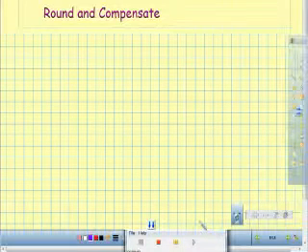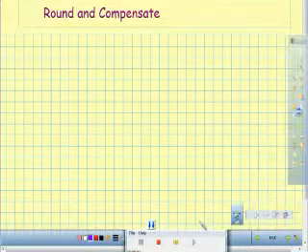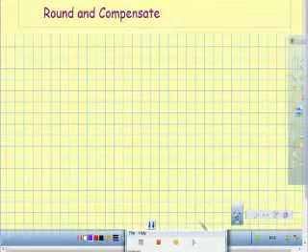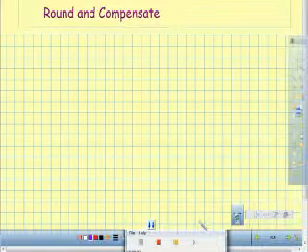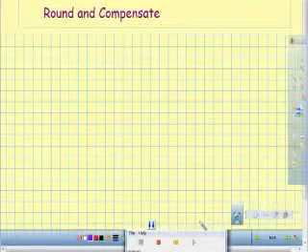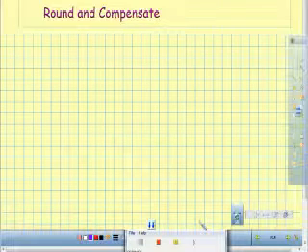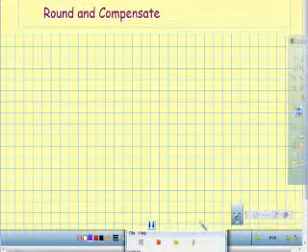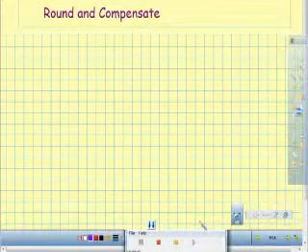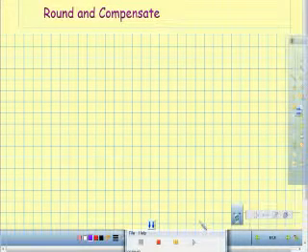Okay, here we go again. Here's another addition strategy that we're looking at. Now this one is called the round and compensate strategy. Let's just think about the name for a second. To round something is to round a number up, is to make it like a friendly 10.